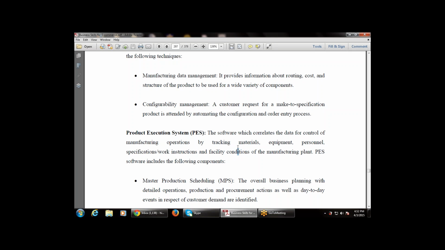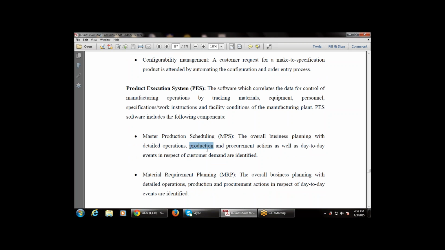And the PES includes the following components. First is master production scheduling, for managing the overall business planning with detailed operations. That may be production, procurement, or action for satisfying the customer demand. That is the MPS.